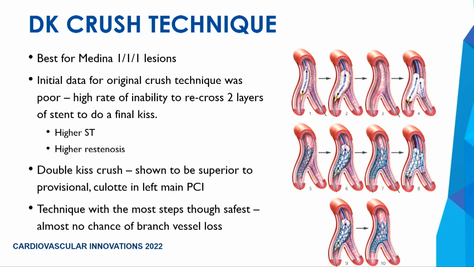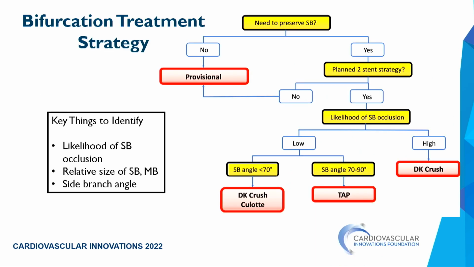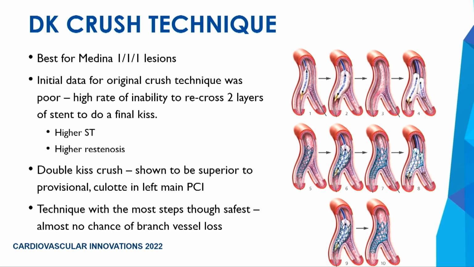The double kiss really is the importance of it, because when you crush your first stent, the first kiss, the whole point of it is to move stent struts away from the origin of the side branch so that when you stent across it, you're able to wire back through. And for me, this has become my preferred technique because I find it to be the safest and the most reproducible of all the techniques.